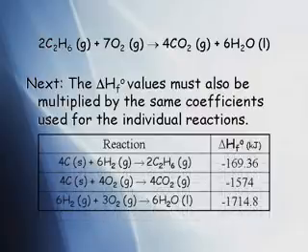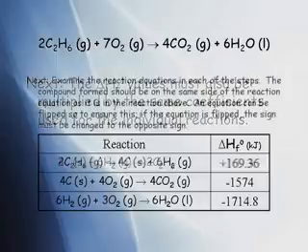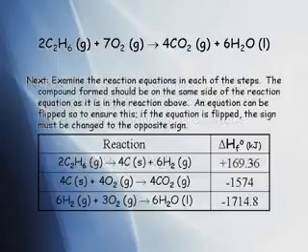And now we look at the end result of multiplying by those coefficients. So here they are. Take a look at the table, and you can see these final values. They must be multiplied by the same coefficients as used for the individual reaction. Next, we want to examine the reaction equations in each of the steps.